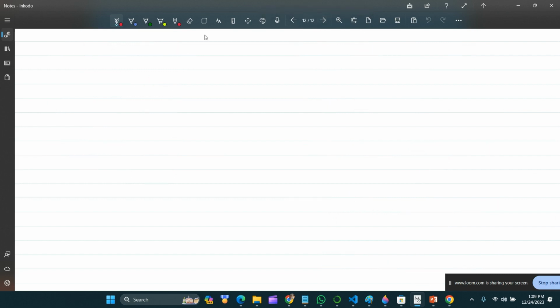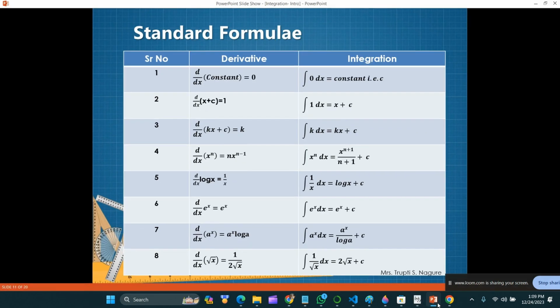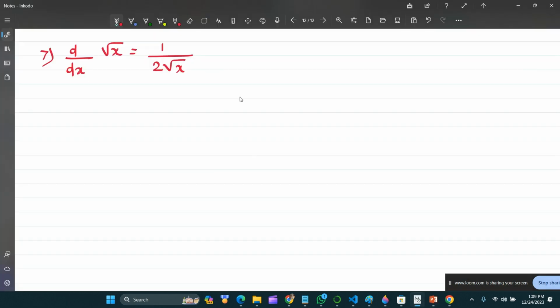Next, which formula? Derivative of root x. What is the formula for the derivative of root x? It is 1 upon 2 root x.